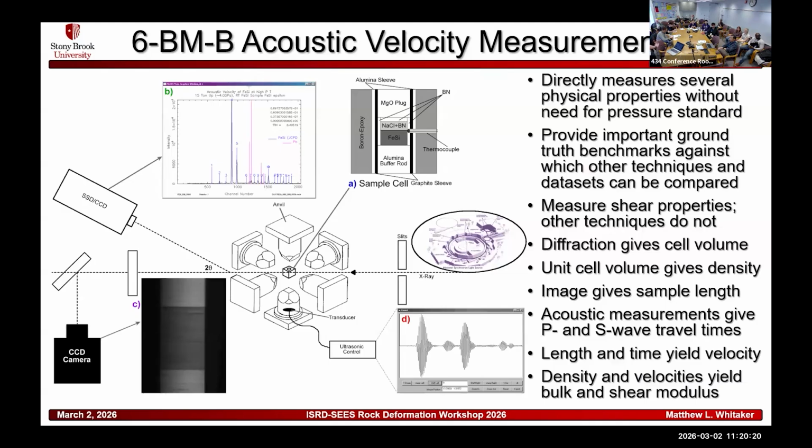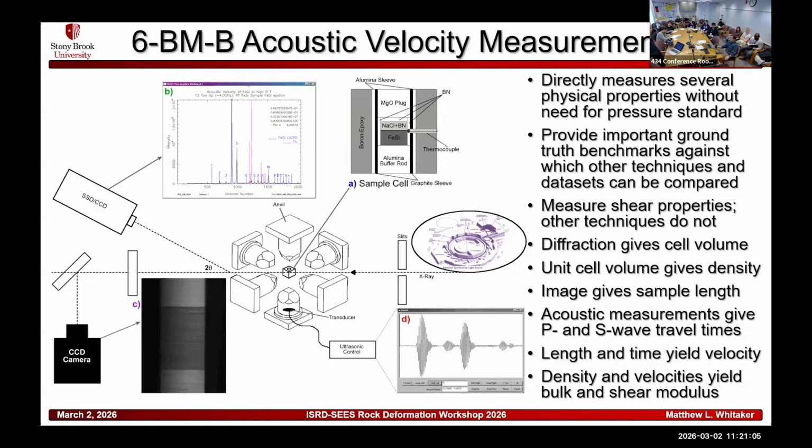All right, so let's talk about the acoustic velocity measurements real quick. What's really nice about these is this is the same setup that Tim showed, where you've got your sample at the center of the 6 anvils. And we've got our X-ray diffraction, we've got our imaging, but we also can get some acoustic velocity measurements as well. So this directly measures a lot of different physical properties without the need for an internal pressure standard, and it provides important ground truth benchmarks against which lots of other techniques can be compared. What's nice is it allows you to measure the shear properties of materials, which is not easily measured with other techniques. The diffraction gives us the unit cell volume. The unit cell volume gives us the density of the material.